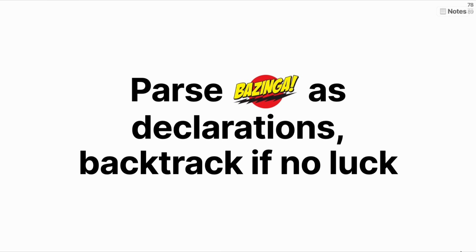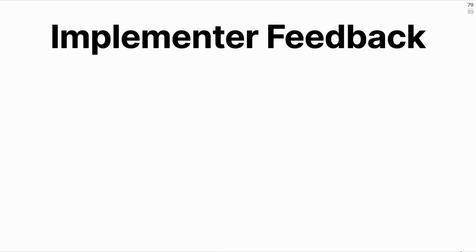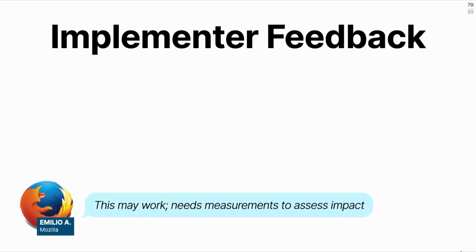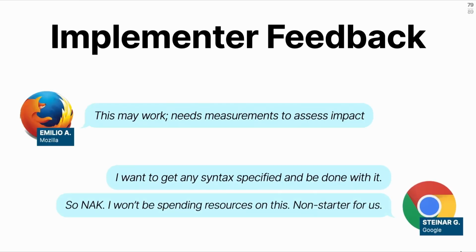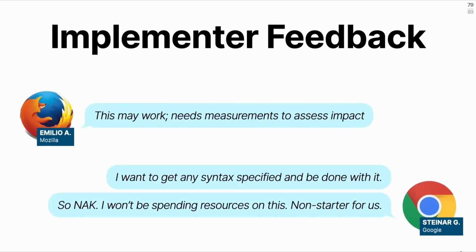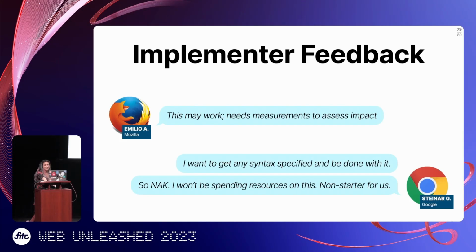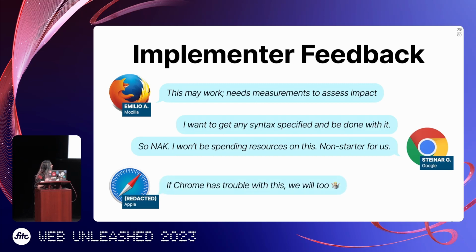Pretty small. So as you do in these cases, I went to the implementers and asked, hey, is this feasible? Can we do this? Do you think that could work? Firefox's response was hopeful, it gave me hope: this may work, we need more work, more research, but it could work with our parser. But Chrome was like, no, I want to get any syntax specified and be done with it, so I won't be spending resources on this, a non-starter for us. It's paraphrased a little bit to make it shorter, but it was that tone. And then Apple was basically like, what Chrome said.